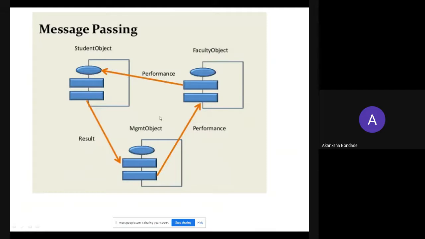Now, this is a working diagram of message passing. Here three objects are defined: a student object, a faculty object and a management object, and they communicate with each other.